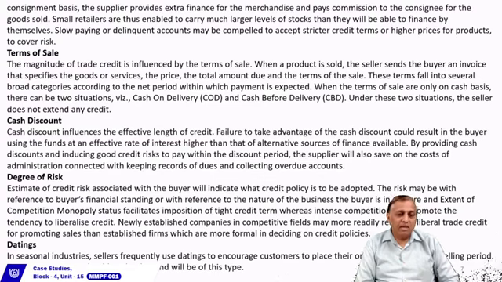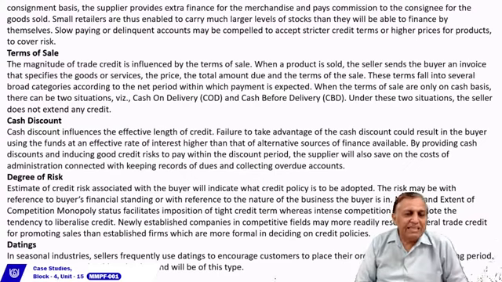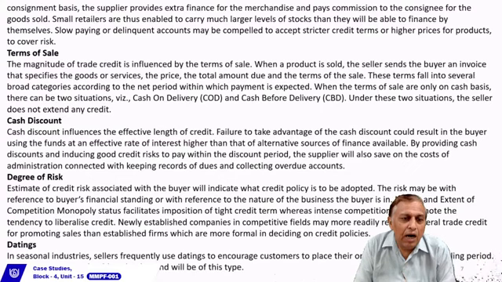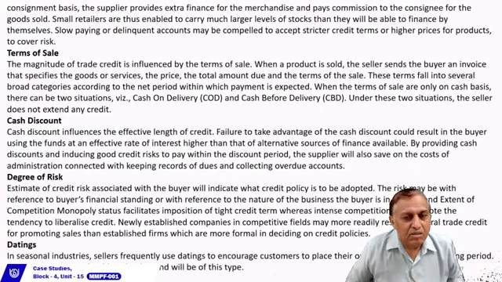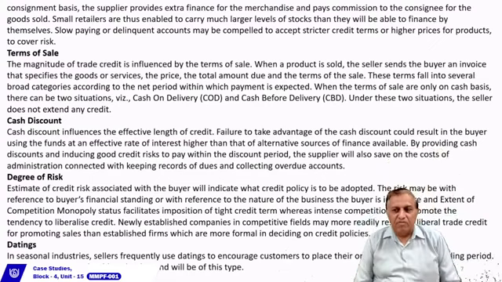But if you give the credit, there is a possibility of giving cash discount by the supplier to encourage you to make the payment at an early period. So cash discount influences the effective length of credit. Failure to take the advantage of cash discount could result in the buyer using the funds at an effective rate of interest higher than that of alternative sources of finance available. If you are not availing that cash discount, that means you are using funds at an effective rate of interest which is higher than the alternative source of finance available.